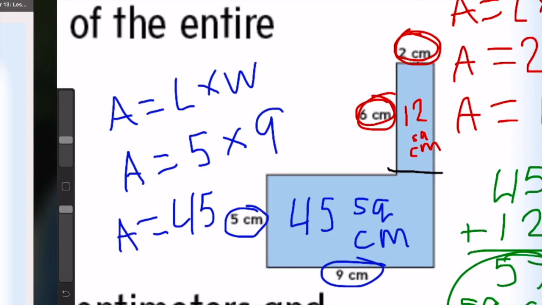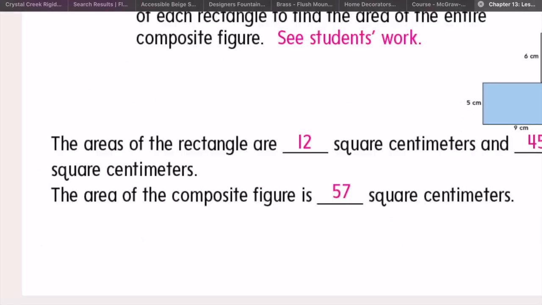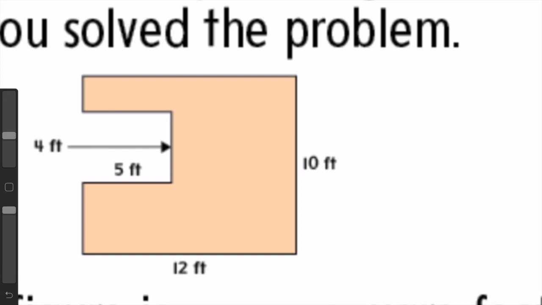Okay, I'm going to check my answer. Now over here, 57 is correct. 57 square centimeters. Okay, this problem looks like it might be a little harder, but I have a little trick to show you about this problem.